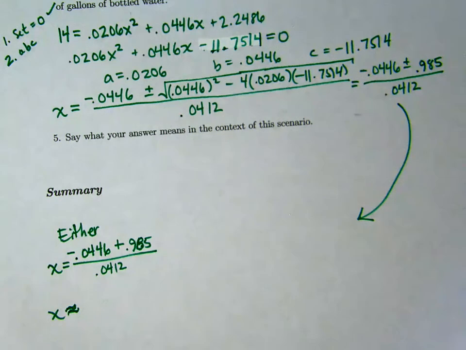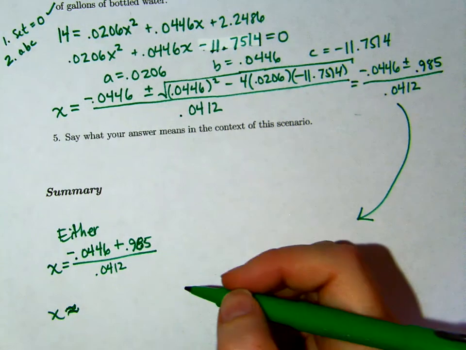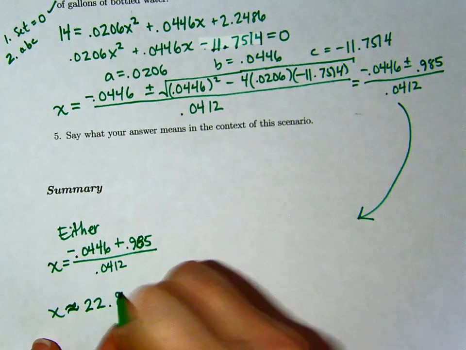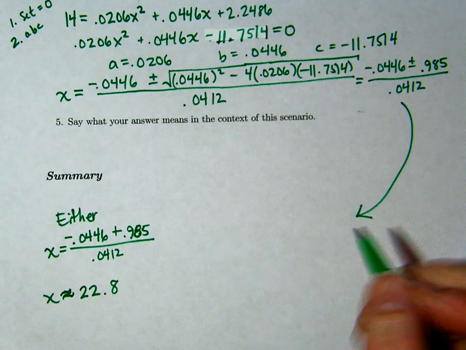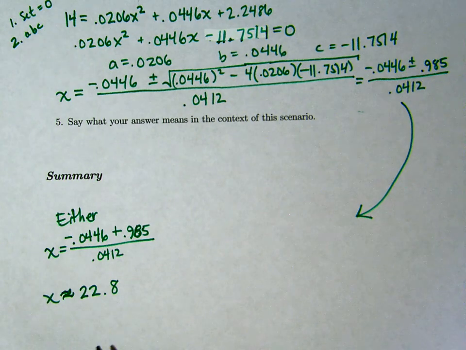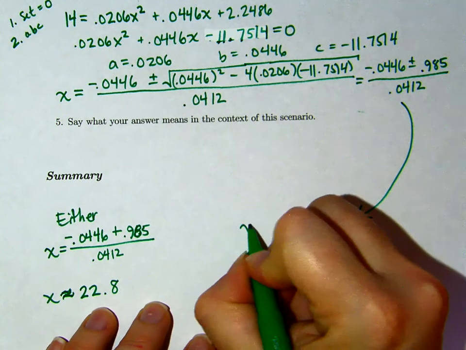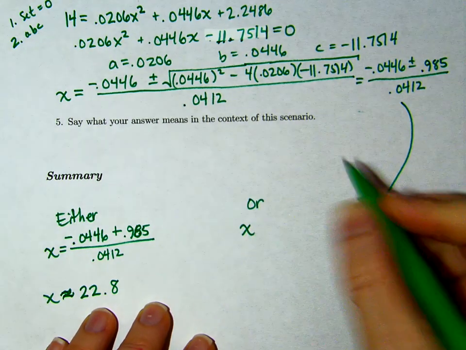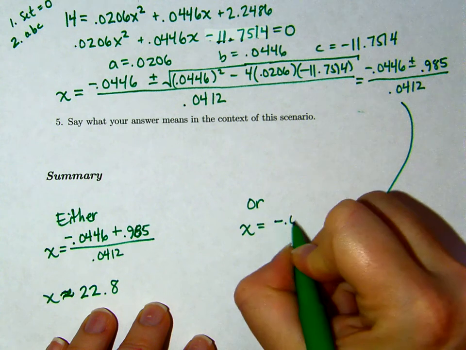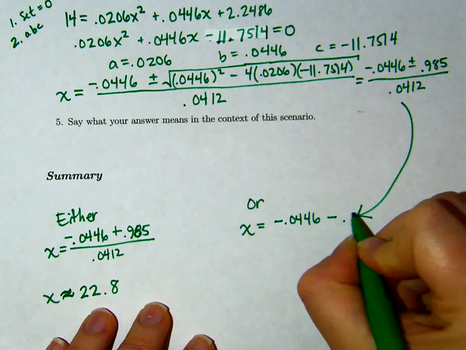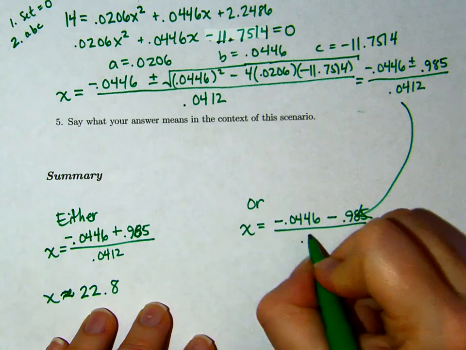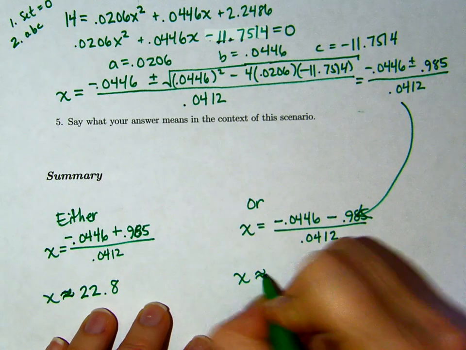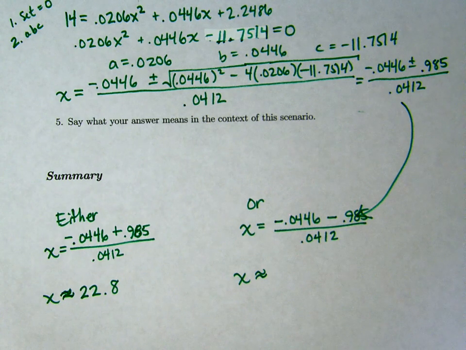Let's do that. Negative 0.0446 plus 0.985, and take that quantity divided by 0.0412. So there I got x is approximately 22.8. And then here, this is the or, x equals negative 0.0446 minus 0.985, all divided by 0.0412. Negative 0.0446 minus 0.985.